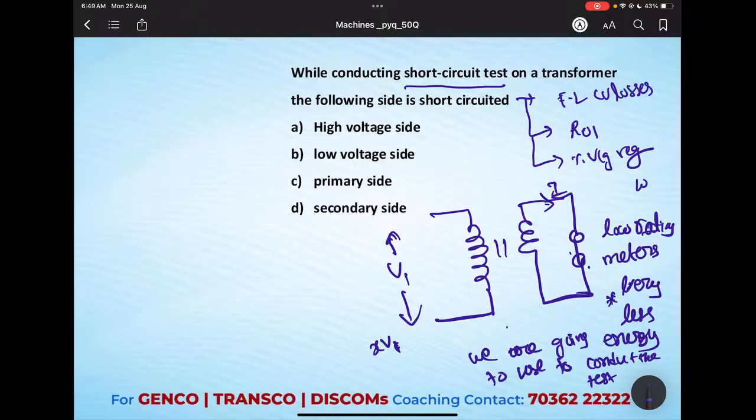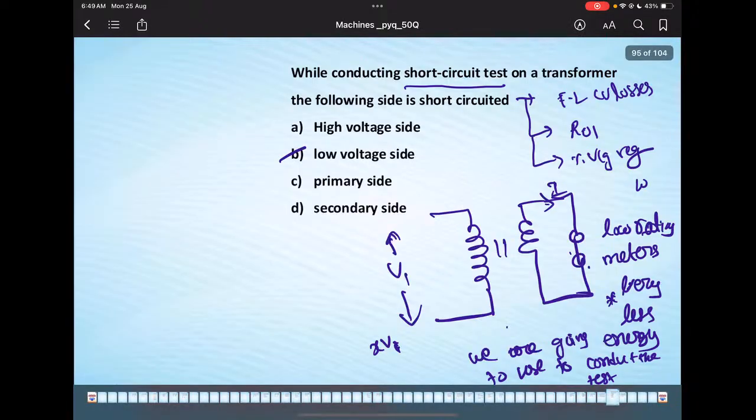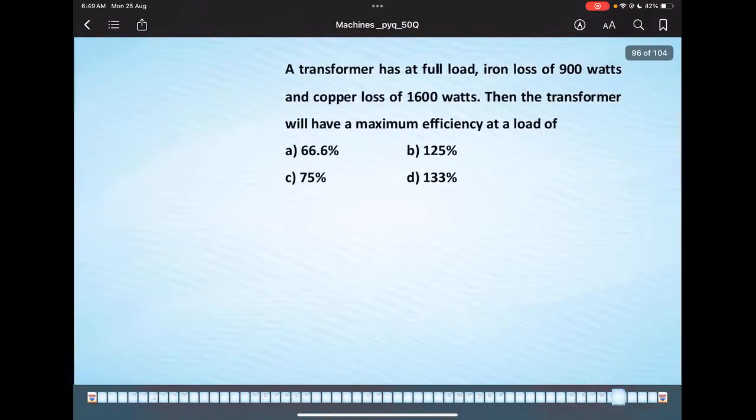These are the different advantages if you short circuit at LV side for the short circuit test. So our option will be B. Is it clear? This question we already discussed in the previous session. Since so many new students have joined, I explained again. Okay, let's move on to the next question.